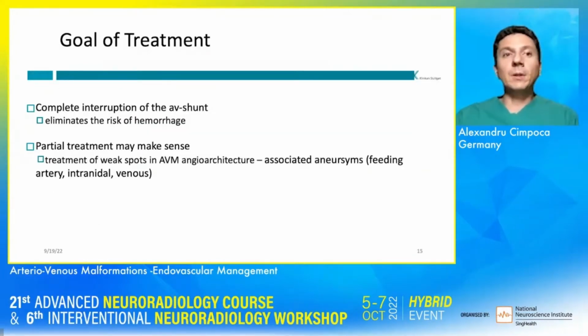The goal of treatment of an AVM is the complete interruption of the arteriovenous shunt. It's the only approach that eliminates the risk of hemorrhage. Partial treatment makes sense, for example, in treating weak spots in the AVM angioarchitecture, like associated aneurysms.